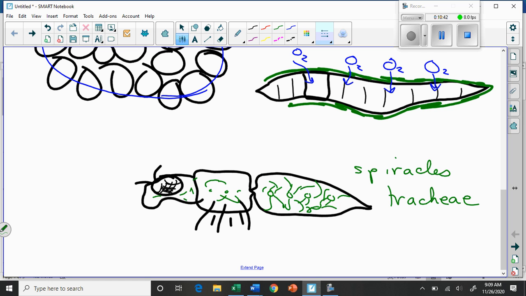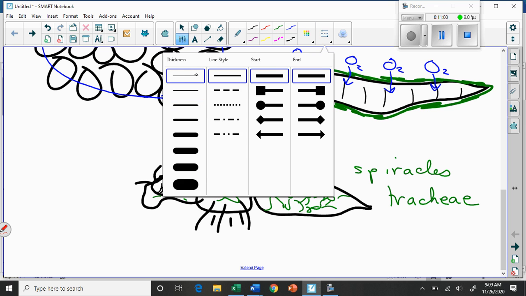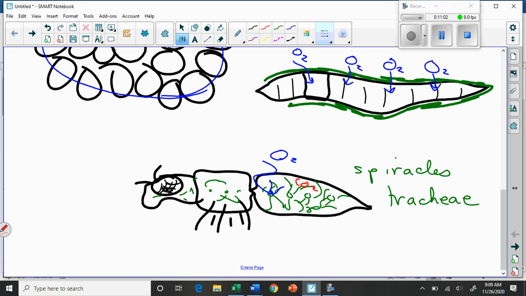So in the cells, the oxygen is going into the spiracles and in through the tubes to all the tissues, which then use it. And then the CO2, which is being made by the tissues inside, is going into those same tubes and coming out of the spiracles. Gas exchange.